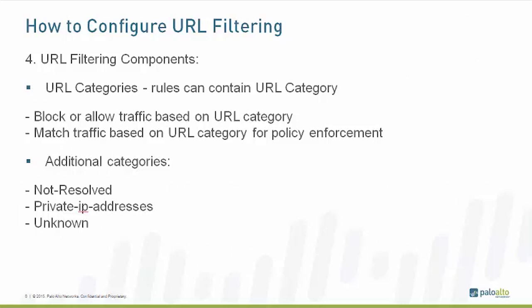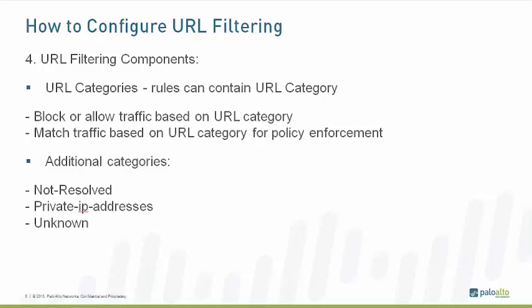The fourth item is URL filtering components. The rules actually can contain a URL category. Each website defined inside the URL filtering database is assigned one of approximately 60 different URL categories.